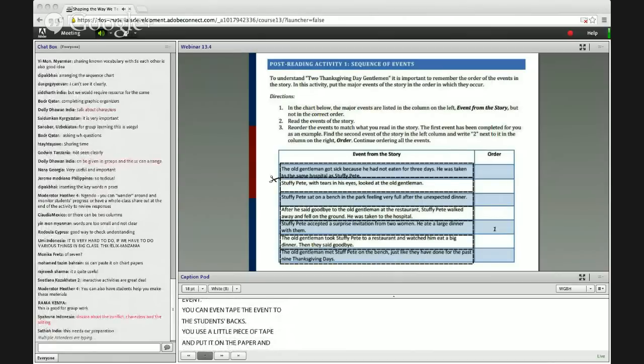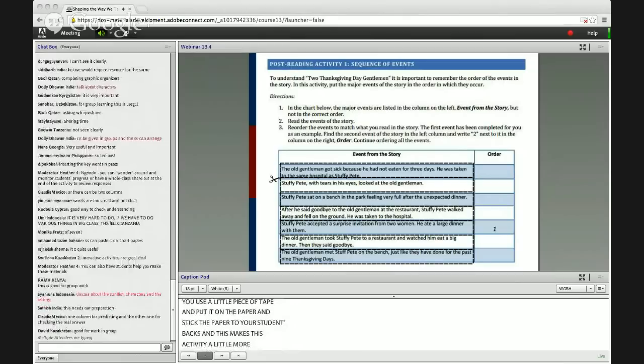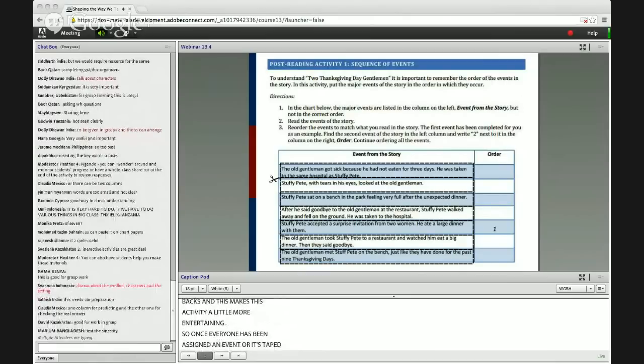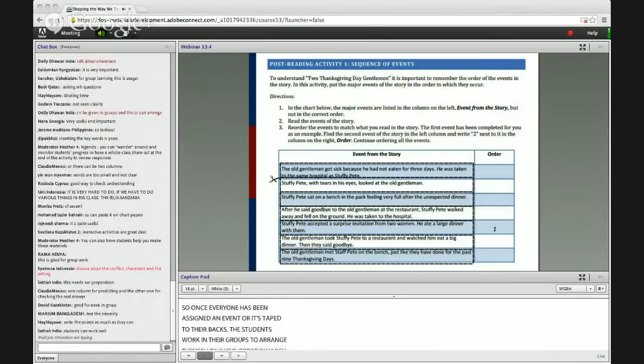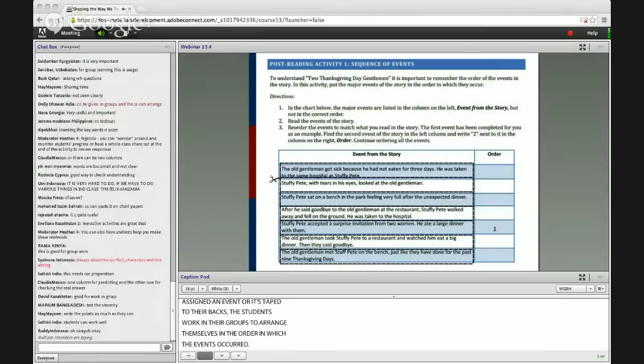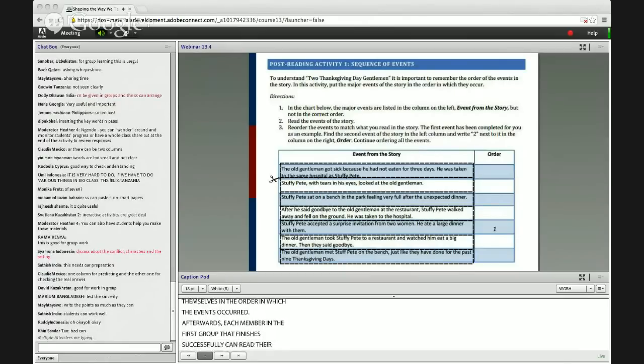So once everyone has been assigned an event or it's taped to their backs, the students work in their groups to arrange themselves in the order in which the events occurred. Afterwards, each member in the first group that finishes successfully can read their assigned events aloud to the class to kind of retell the story in order, and then the other groups would listen and check their answers.